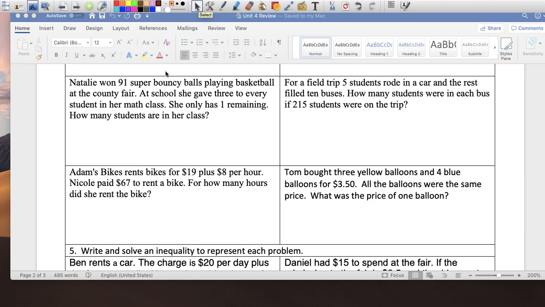For a field trip, 5 students rode in a car, and the rest filled 10 buses. How many students were in each bus, if 215 students were on the trip? So here, the total students was 215. What do I know so far?